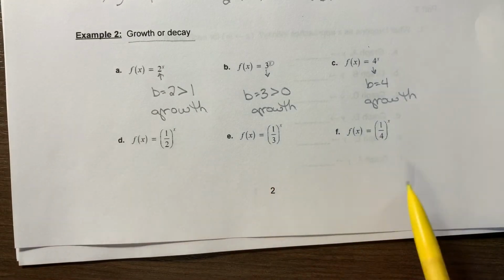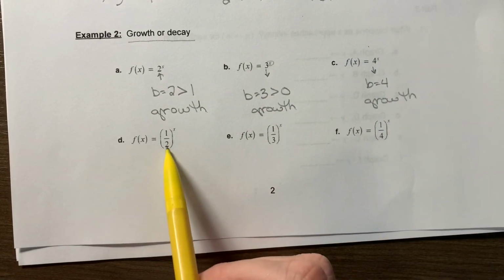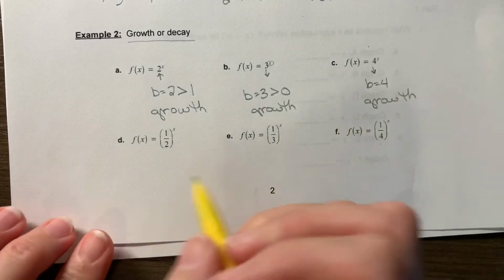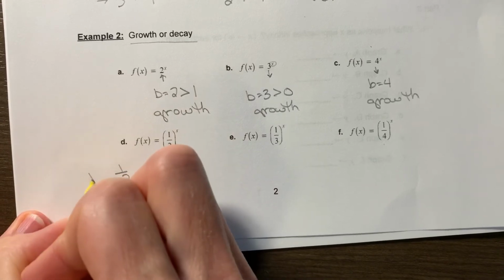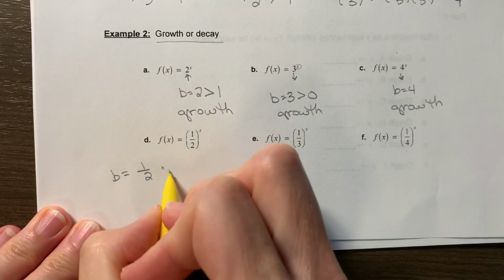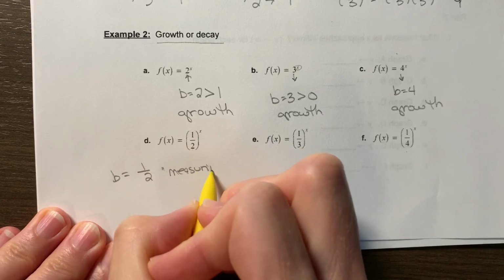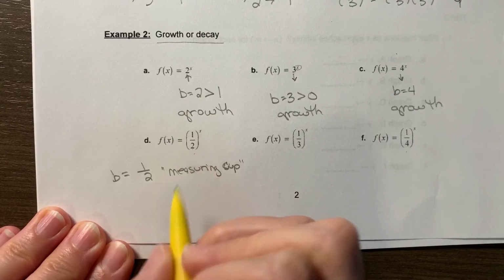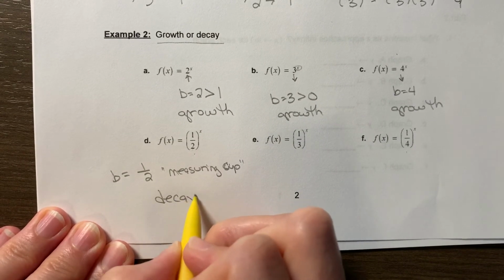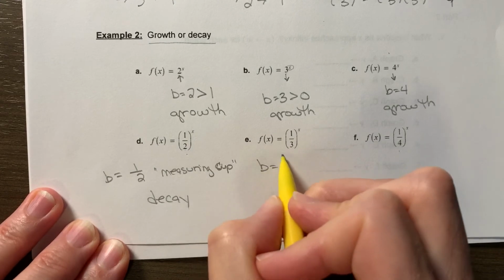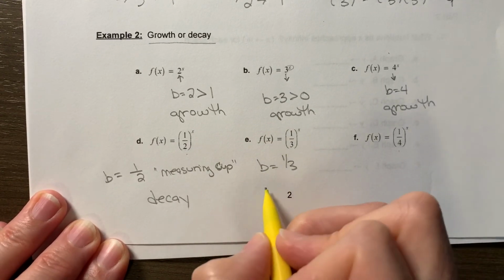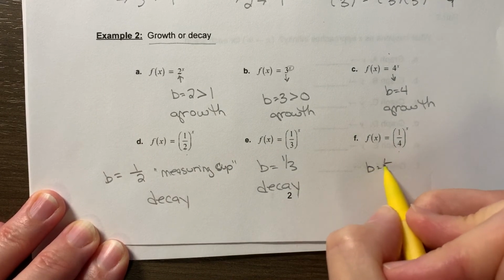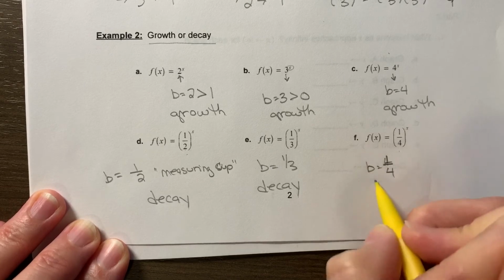Now I'm going to tell you right now, these are all decay. And if you look at your base in all of these, 1/2, 1/3, 1/4, those are all measuring cup numbers. So in the first one, b is 1/2, and I want you to think, is that a number on the measuring cup? Yep. So whenever you have your base that is a number on the measuring cup, it's going to be decay. B equals 1/3, definitely a number on the measuring cup, third of a cup. Decay. B equals 1/4, decay.